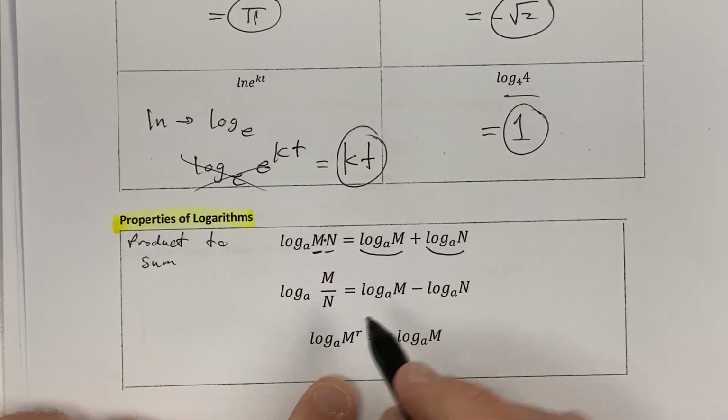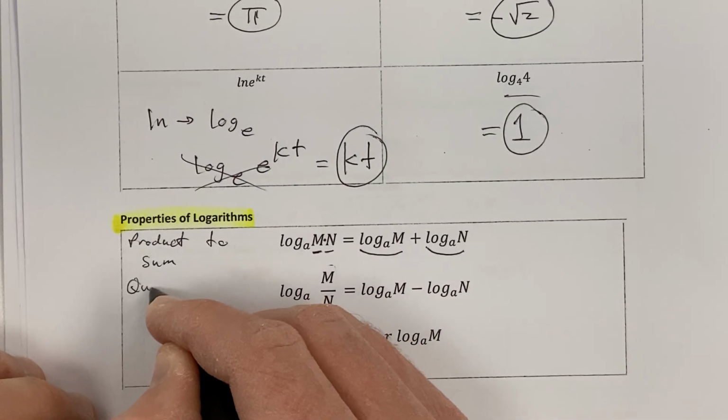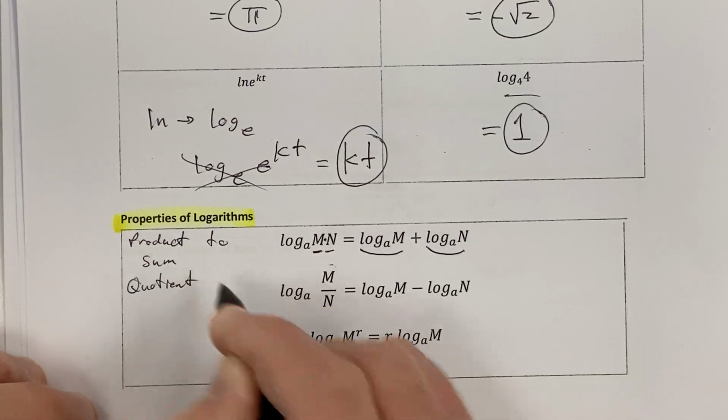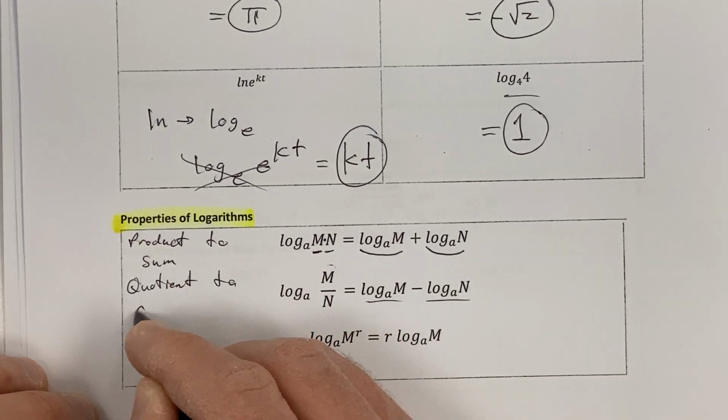Here, it's similar. m divided by n. So this is a quotient, and it's becoming a difference.